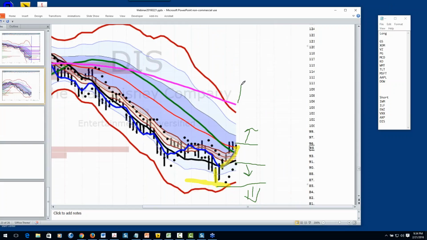I'll add a second position if it gets above the RL270. This distance here is what I think is the maximum distance on the upside. And that's why I would add a second position, hoping I could get it up to 121.